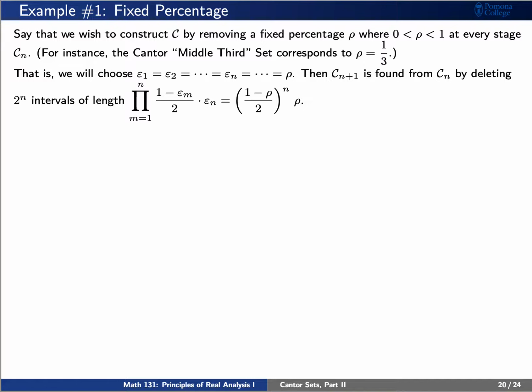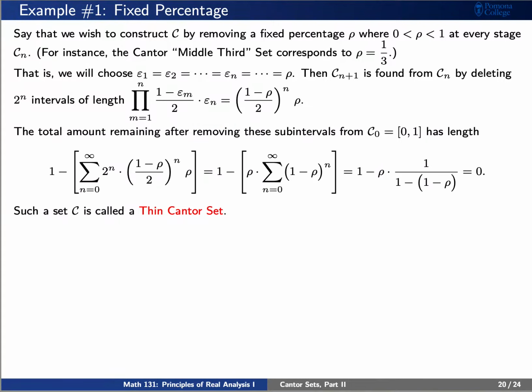In this case, C sub n plus 1 is found from C sub n by deleting 2 to the n intervals of length (1 minus rho) over 2 to the n times rho. This means the total amount remaining after we remove these various subintervals has length 0, as you can see here from the algebra on your screen. This makes sense for when rho is equal to 1/3. We're removing enough of the intervals that we're left with what's more or less called dust. This is why we call such a set C a thin Cantor set. Really, there's not much left over after we remove.